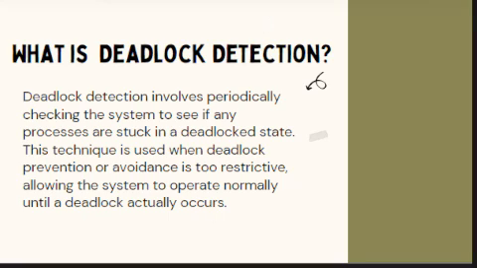Deadlock detection involves periodically checking the system to see if any processes are stuck in a deadlocked state. This technique is used when deadlock prevention or avoidance is too restrictive, allowing the system to operate normally until a deadlock actually occurs. Unlike deadlock prevention and avoidance, where we ensure deadlocks do not happen, detection lets the system run as usual. The system then periodically checks if any deadlock has occurred, allowing more flexibility at the risk of handling deadlocks later. Let's see how deadlock detection works.